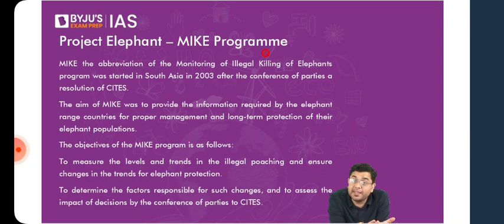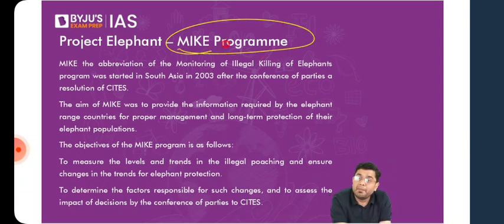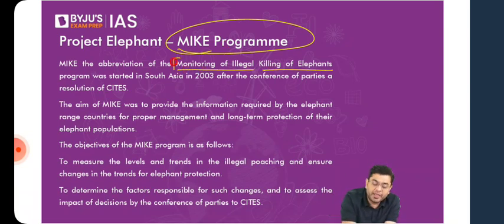So, the MIKE program. MIKE is the Monitoring of Illegal Killing of Elephants. This is to mitigate elephant killing, so that elephants don't get killed in large quantities. This was started as an initiative after the Conference of Parties resolution of CITES. So here you also get an idea about the role that CITES plays.